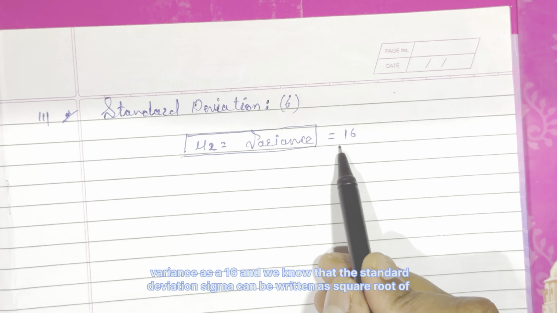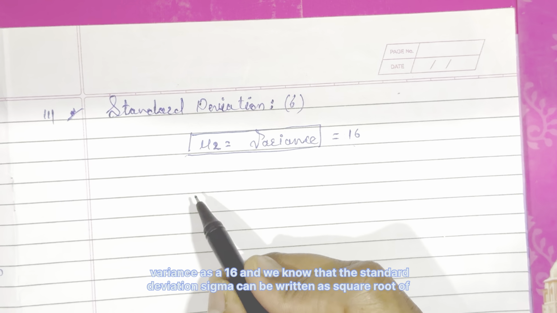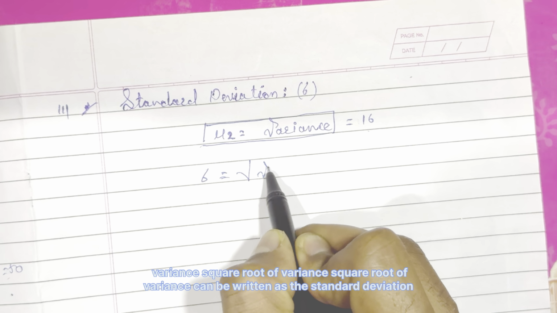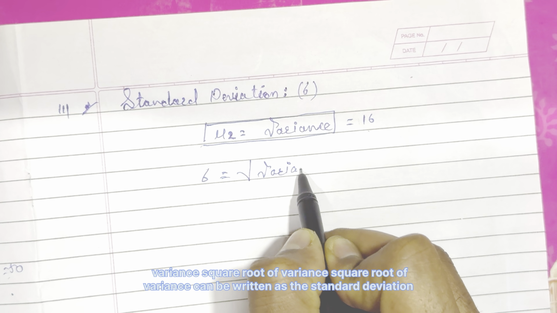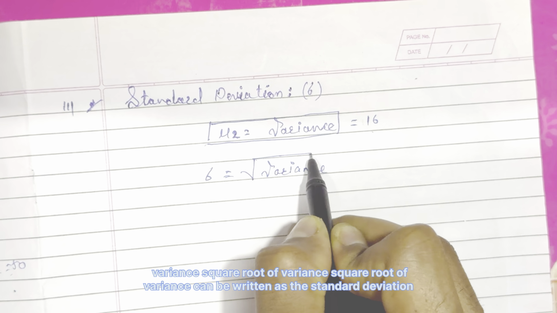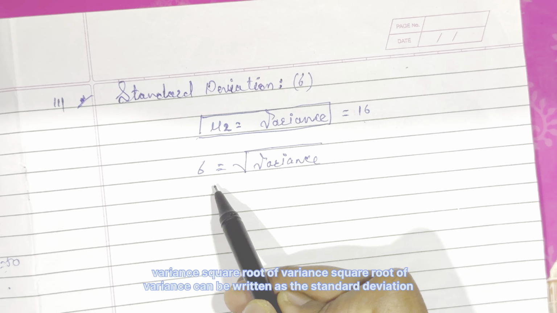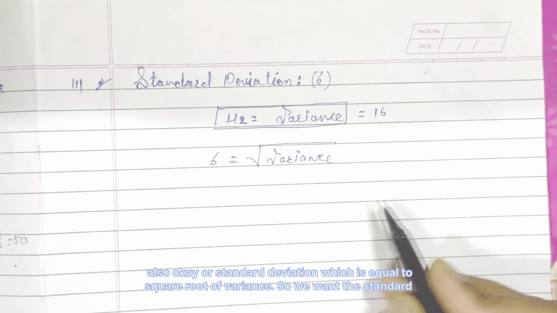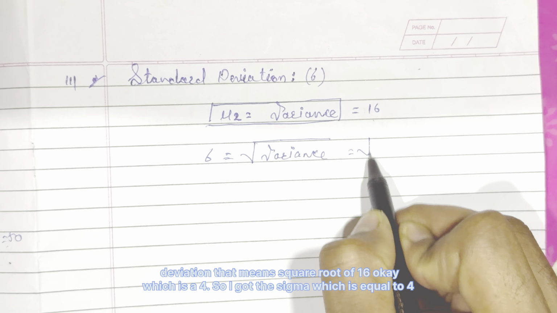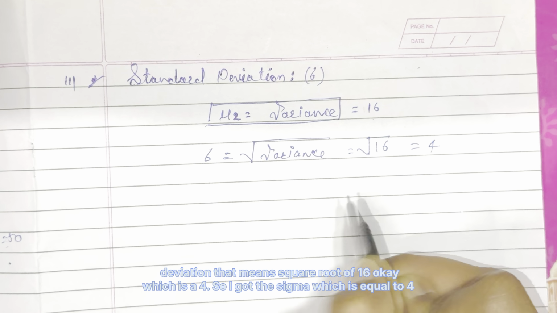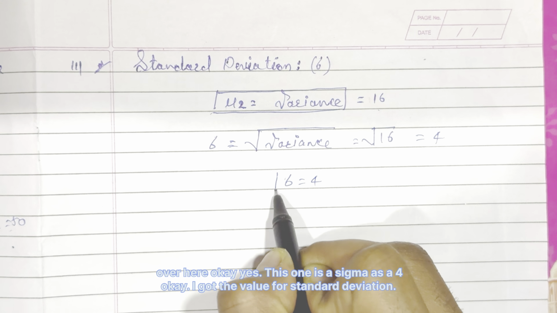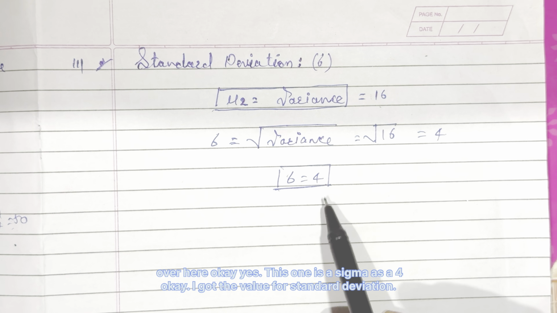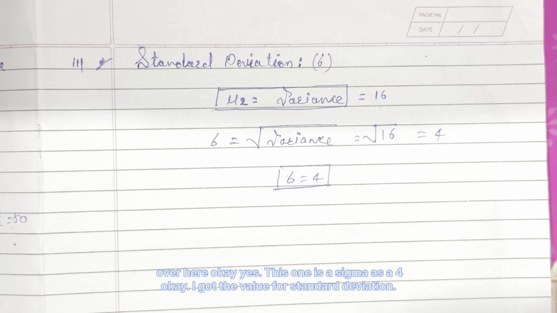We know that the standard deviation sigma can be written as the square root of variance. So we want the standard deviation, that means the square root of 16, which is 4. So I got sigma equal to 4 over here. I got the value for standard deviation.